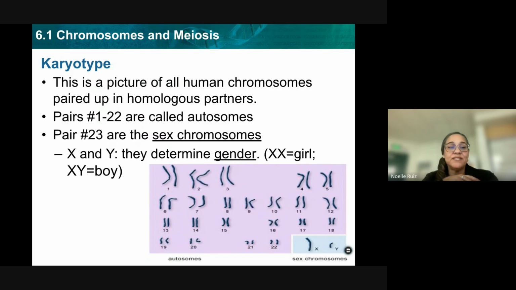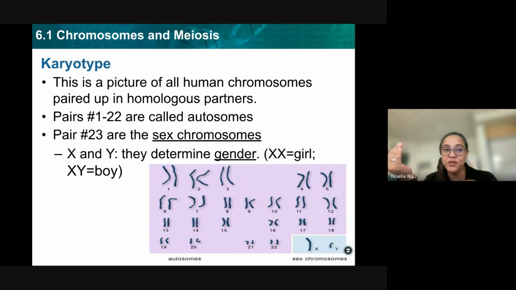So a karyotype is a picture of all human chromosomes, no problem. And all the chromosomes are paired up in their homologous partners. So all the chromosomes with the same structure, they get paired up together. You guys are actually going to be doing this next week. And like we just said, there's 23 pairs.